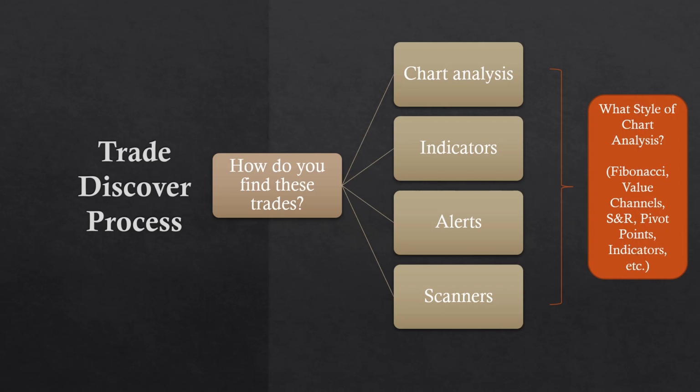Now, out of these 4 ways, you're usually going to end up in the same place. If you're doing chart analysis, you're probably already on the step where you're using Fibonacci, value channels, support and resistance, pivot points, indicators, everything. But out of these 4 things, you're going to then go to what is your chart analysis process. And it'll be very clear, and I keep saying this on the examples, it'll be very clear when I share some of these examples.